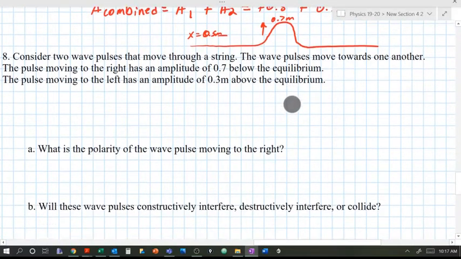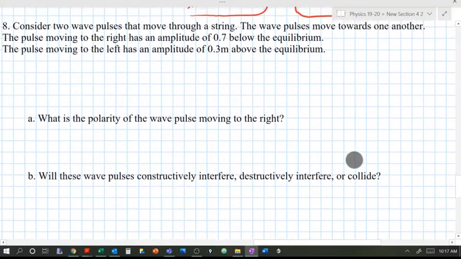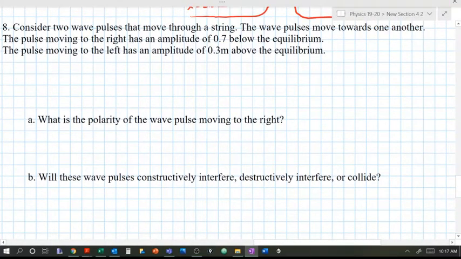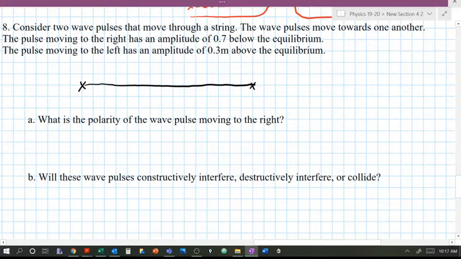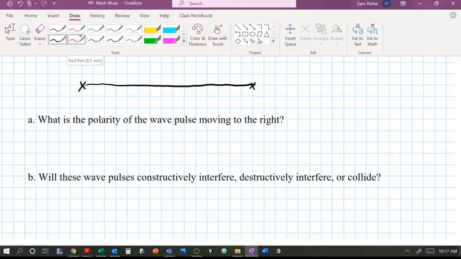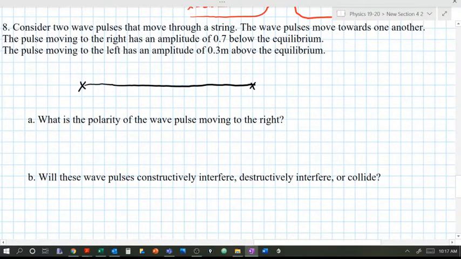And now number 8 is kind of a counter example to number 7. So I still have a string, and let's just say it's fixed at both ends, and right now it's in its equilibrium position. So the amplitude everywhere is 0. But we're going to pluck the string at both ends to send a wave pulse through it. Now, on the left, we send one to the right that is 0.7 below the equilibrium this time. So the amplitude of this wave, A1, is negative 0.7 meters.